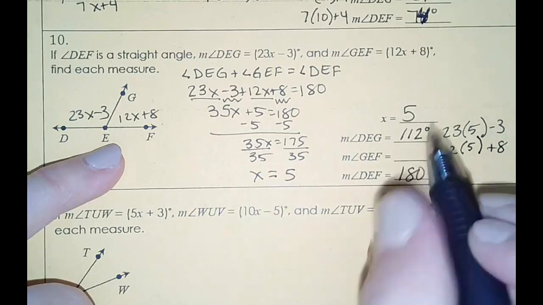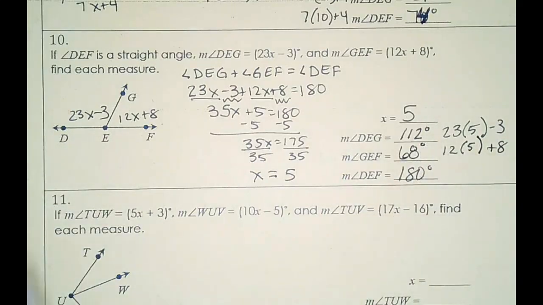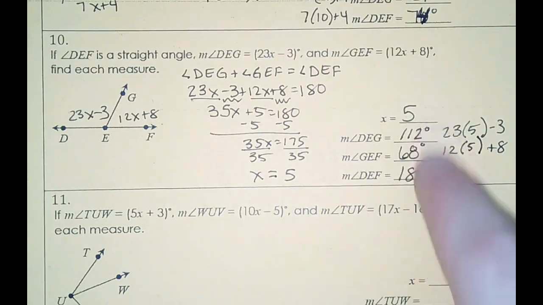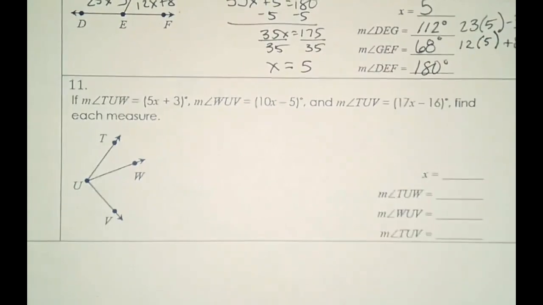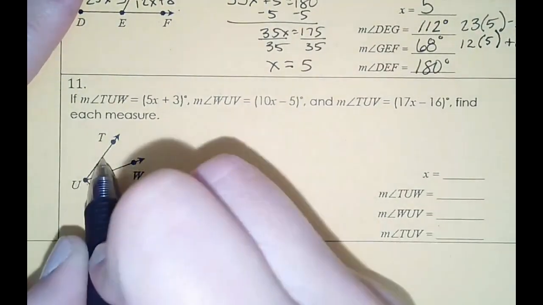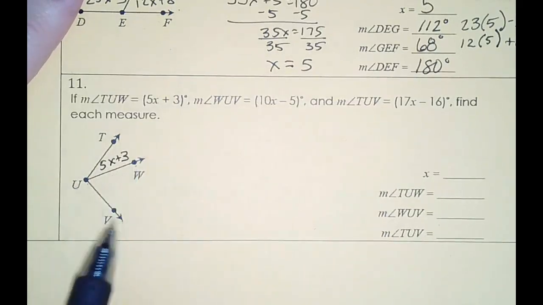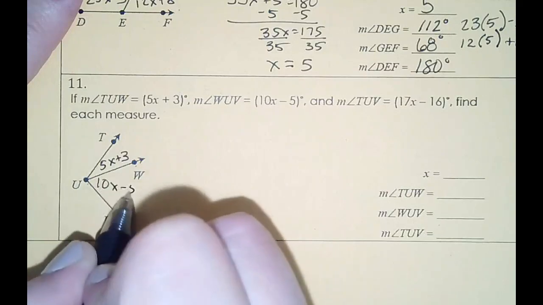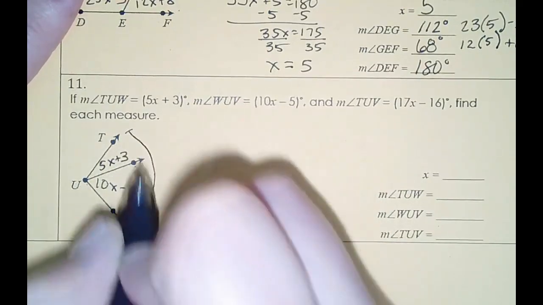Last one in these notes, we have if the measurement of angle TUW, this piece here, is 5x plus 3, the measured angle WUV is 10x minus 5, and TUV, the entire thing, is 17x minus 16. Find each measure. Pause, try it on your own, and then watch the video to check your work.